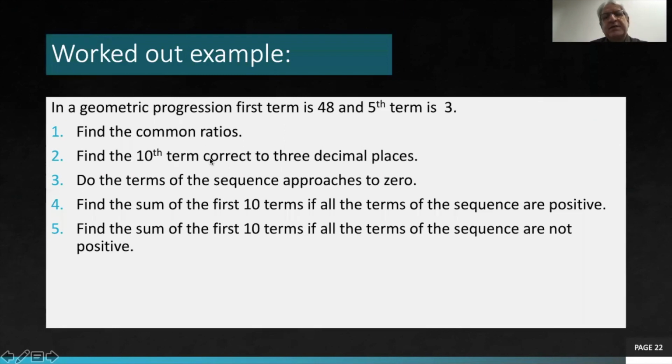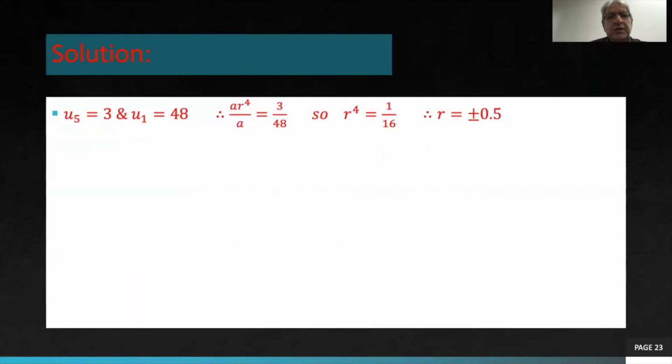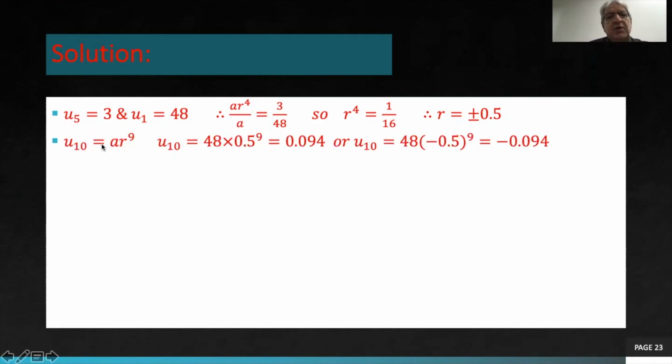the 10th term of the sequence, correct to 3 decimal places. Therefore, I need to find the 10th term of the sequence. Then what should I do now? Therefore, the 10th term is equal to ar to the power of 9. So U10 will be equal to 48, which is the first term, times 0.5 to the power of 9. Okay, just put it in the calculator and you are going to get this, correct to 3 significant figures. But if you are using the negative number, you are going to get the 10th term as negative 0.94.